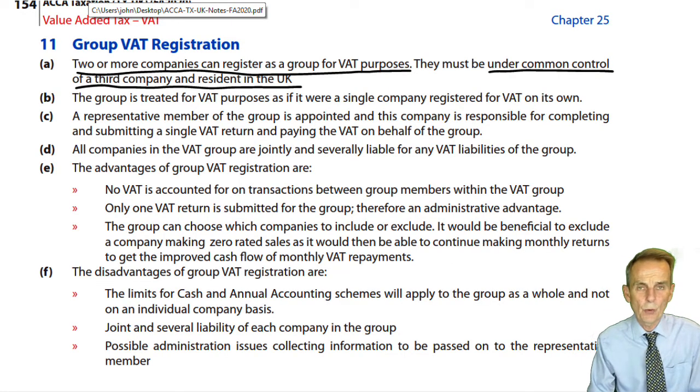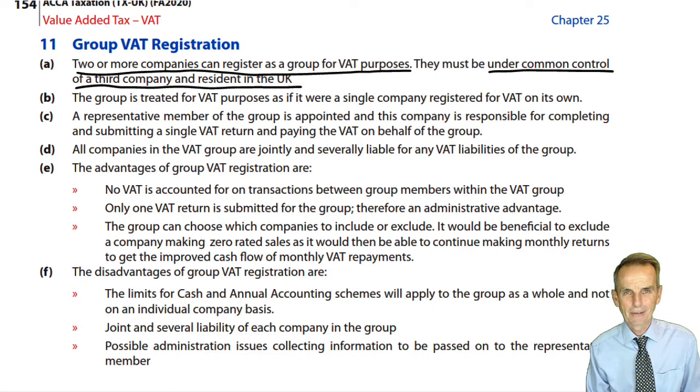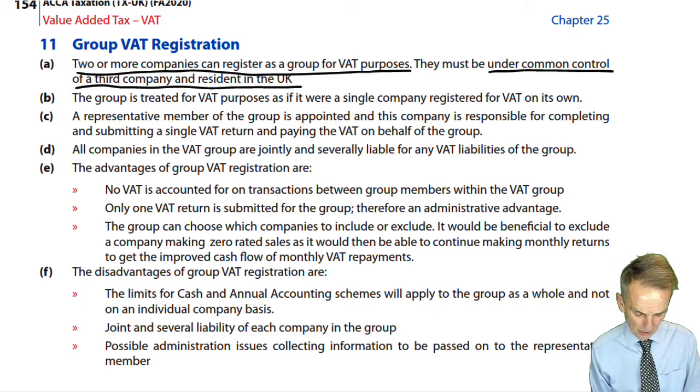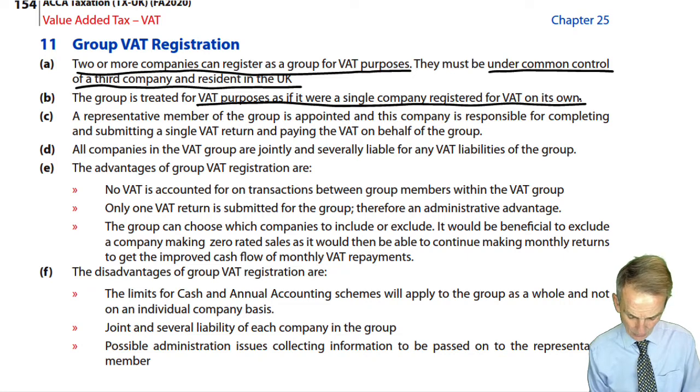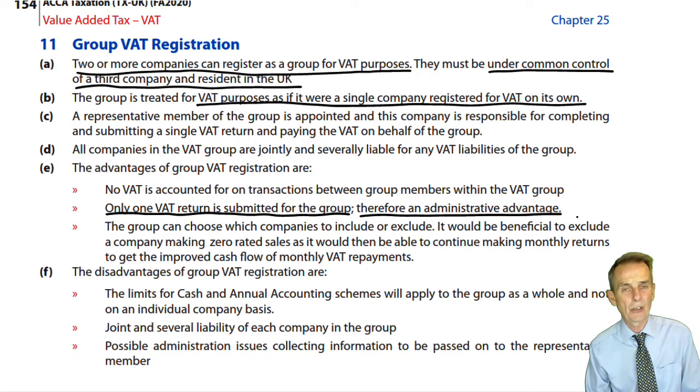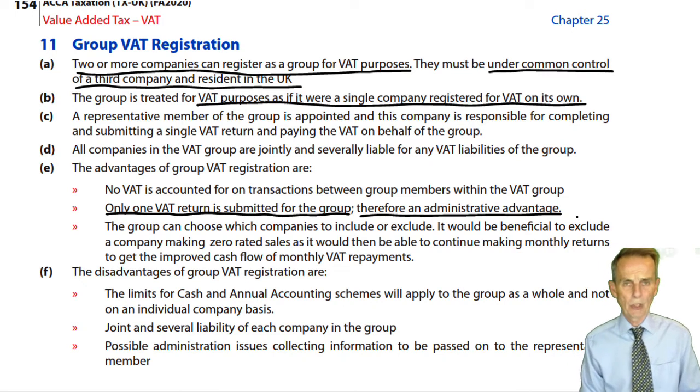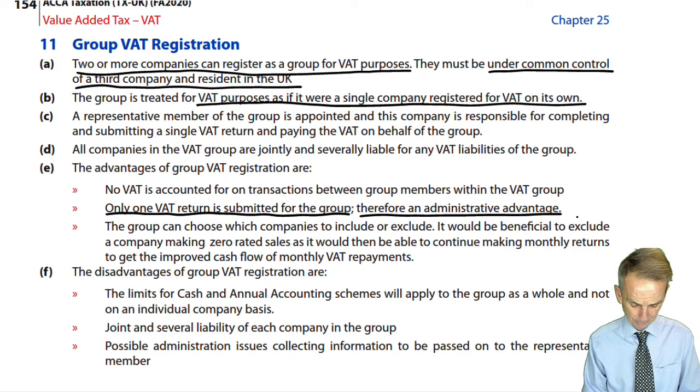Once we have defined who is eligible, and chosen which of those eligible companies we would like to be within the group VAT registration, then for those companies, the group is treated for VAT purposes as if it were a single company registered for VAT on its own. So what does that mean? It means, as we've said, only one VAT return is submitted for the group. That, therefore, presumably, is an administrative advantage. If we've got several members of a group, instead of each of those members doing their own individual returns, it could all be done in one VAT return.